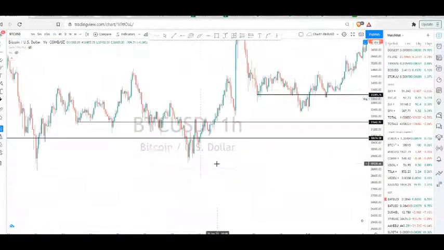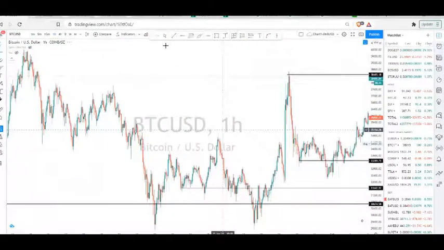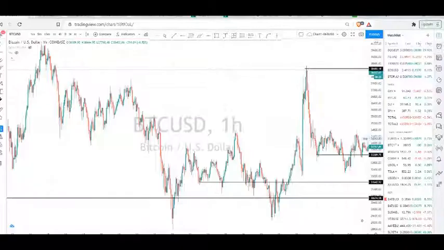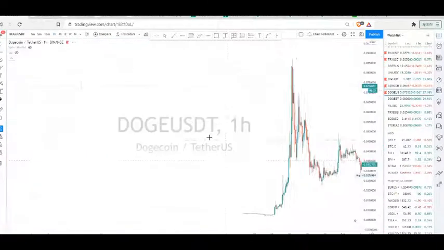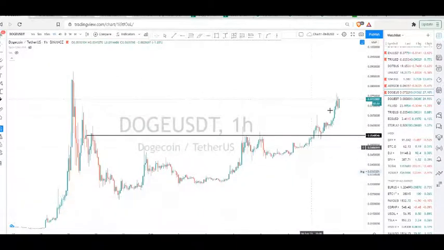Where is the support? Let me look for a support that is broken. But we can just infer the other one there. Just like you buy a broken resistance, you also sell a broken support. Sometimes you will have a delayed pullback, although sometimes the pullback may not occur, or it may take longer to occur. So there are times, especially with things like Doge, that you will just buy, maybe you have some other indicators that you're going to check.